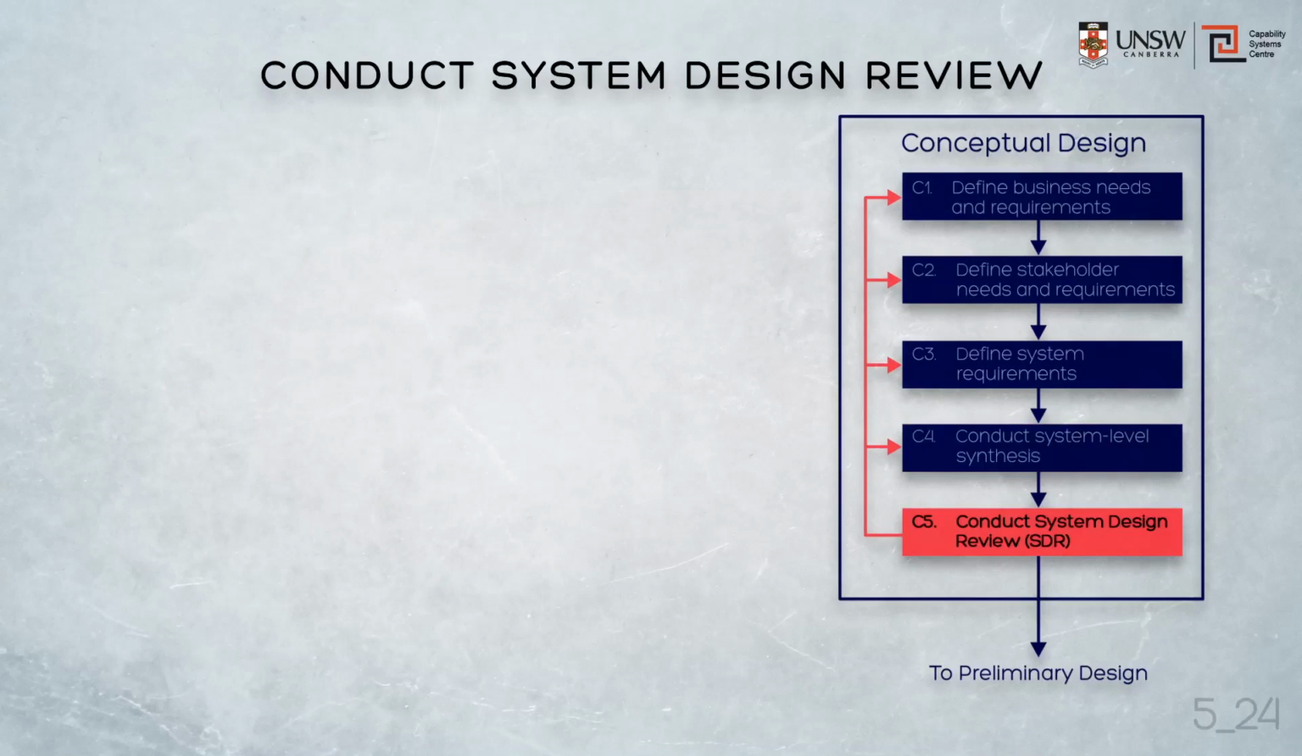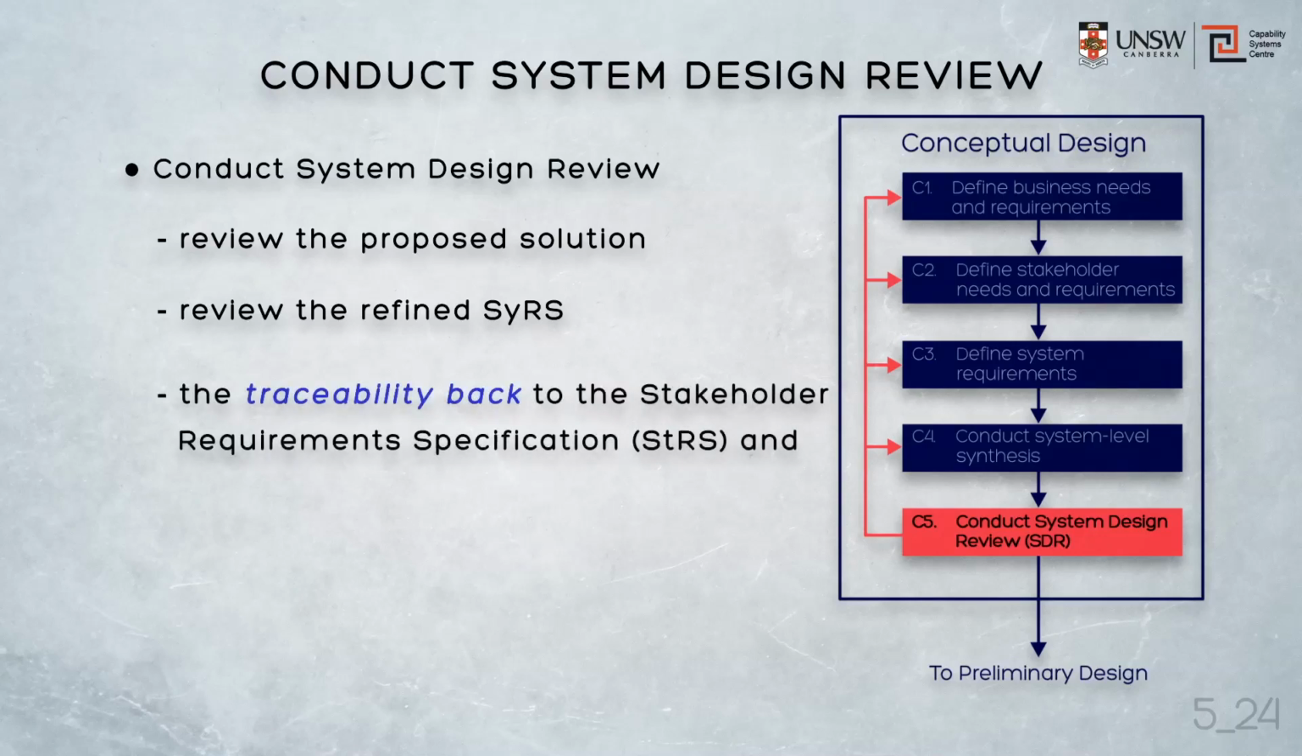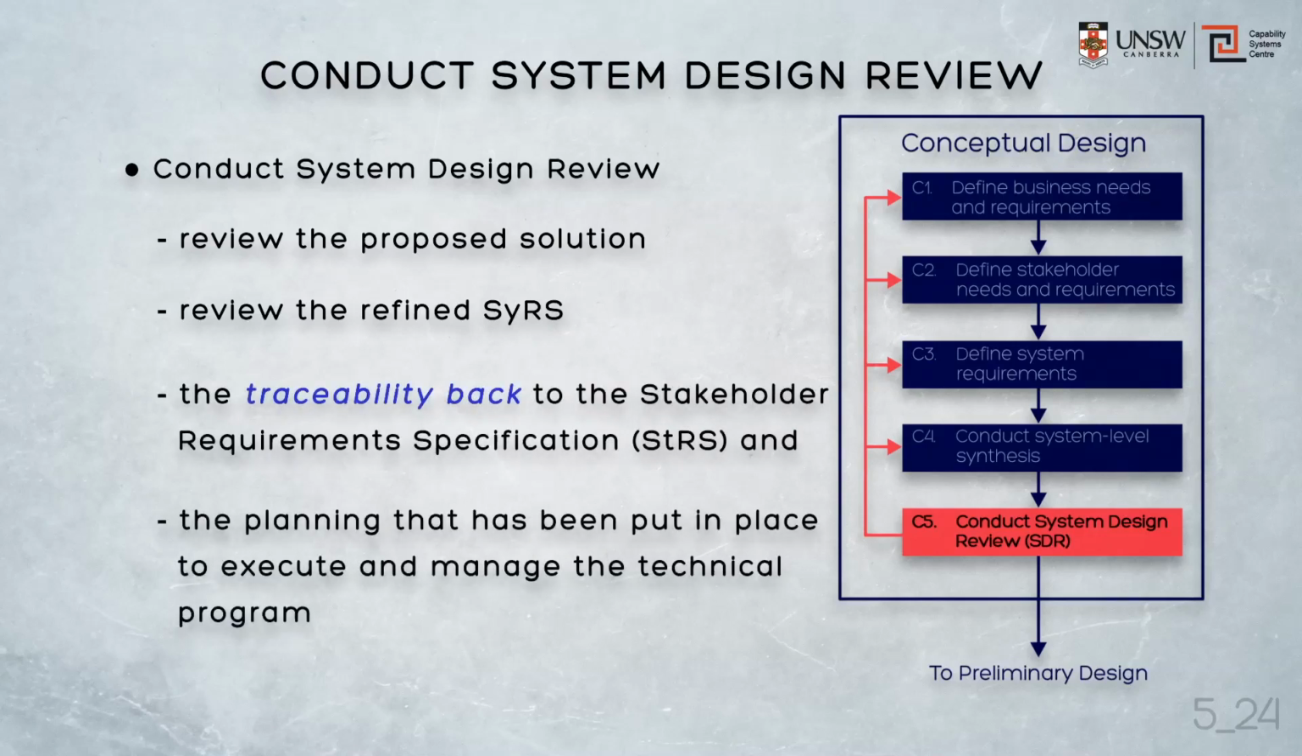Once we have a solid understanding of our requirements via the system requirement spec, and we've selected and negotiated a preferred solution via system-level synthesis, we conduct a system-level design review to confirm that we're ready to move on to preliminary design. Not surprisingly, we're going to call this review a System Design Review, or SDR. During SDR, we will investigate the proposed solution and the refined system requirement specification. Within the refined system requirement specification, we're going to have a look at the traceability back to the stakeholder requirement spec and the planning that's been put in place to execute and manage the technical program.